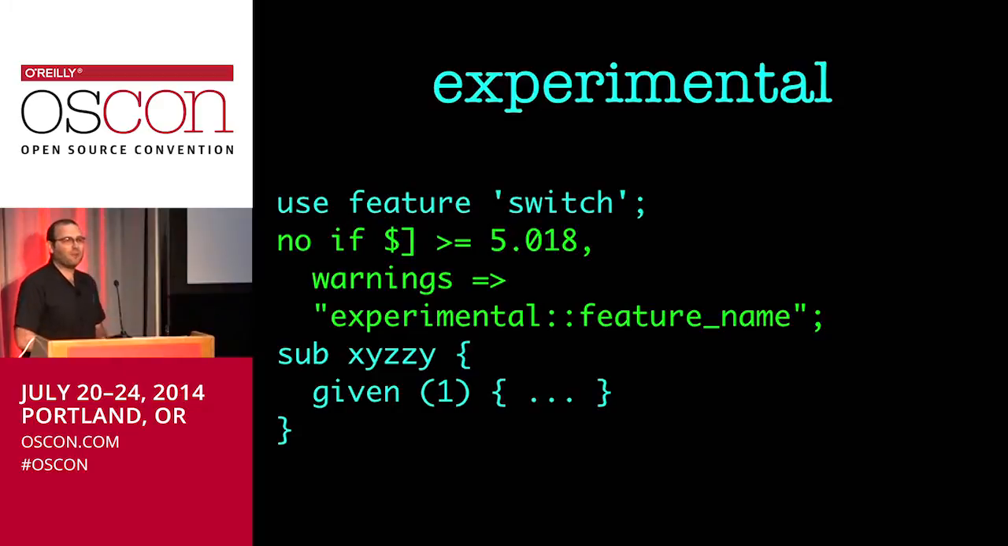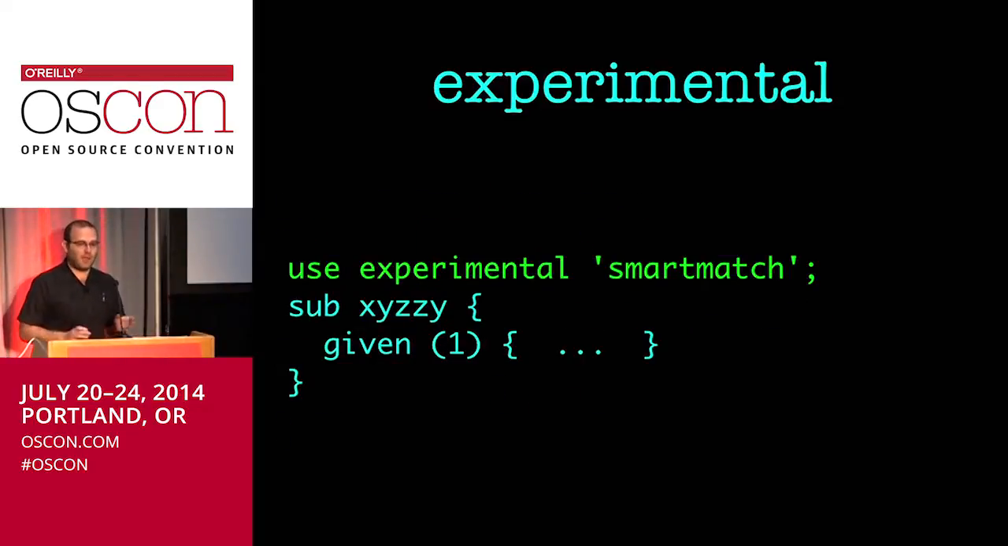So we've put into Perl 5.20 a module called experimental. And if you want to use an experimental feature, you say, I want to use experimental smartmatch. It turns off the warning if it has to. It turns on the feature if it has to. It tells you that you can't use it on your version if it has to.